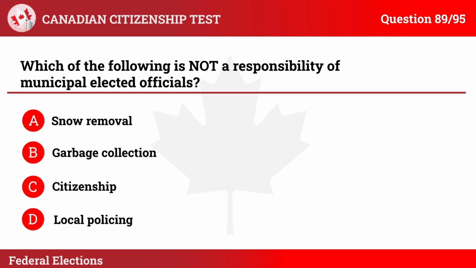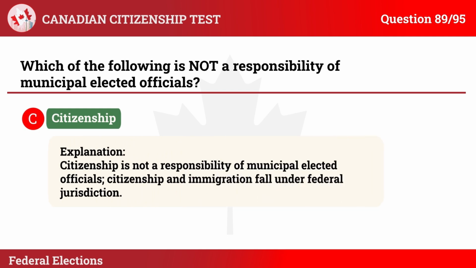The correct answer is C. Citizenship. Explanation: citizenship is not a responsibility of municipal elected officials. Citizenship and immigration fall under federal jurisdiction.